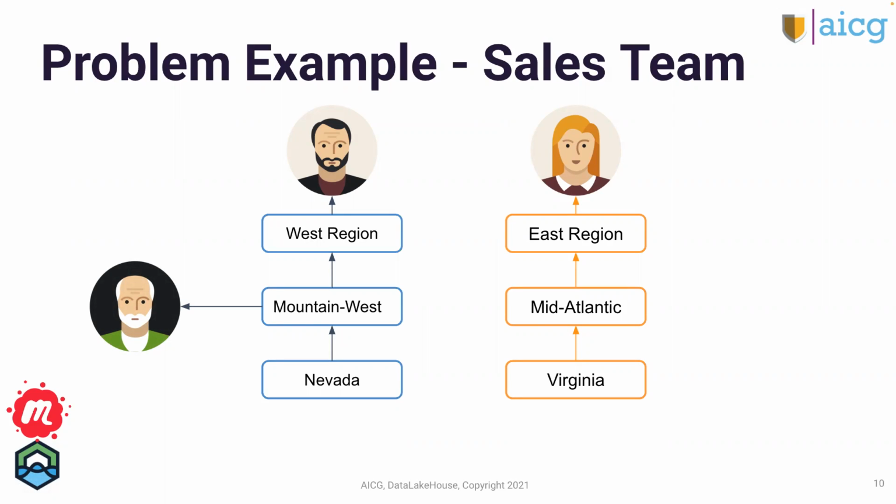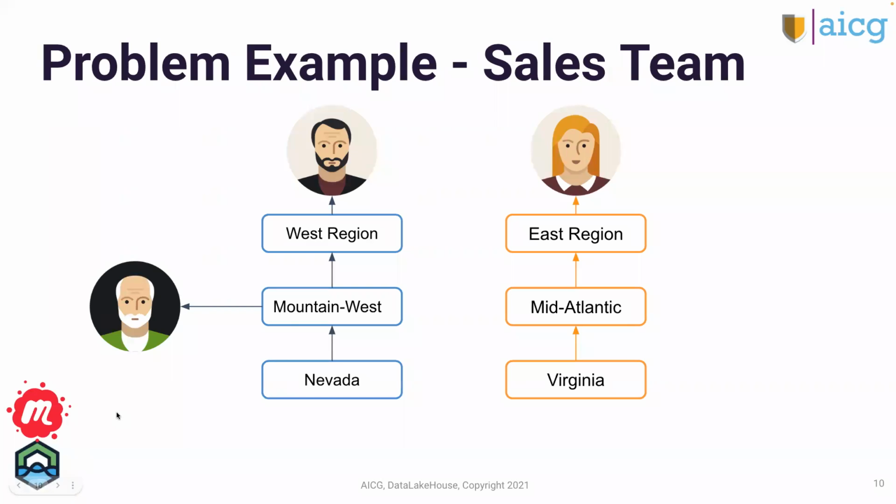And so that individual can see the data at the Mountain and West region, and in this case, from Nevada, but they cannot see the Western region total data. Maybe there's other regions like South or something like that, so they won't be able to see that information.